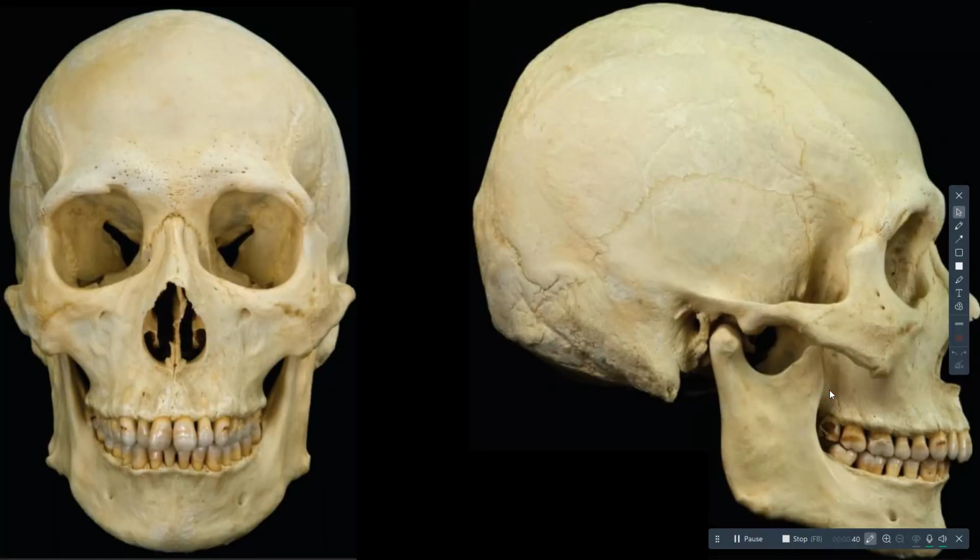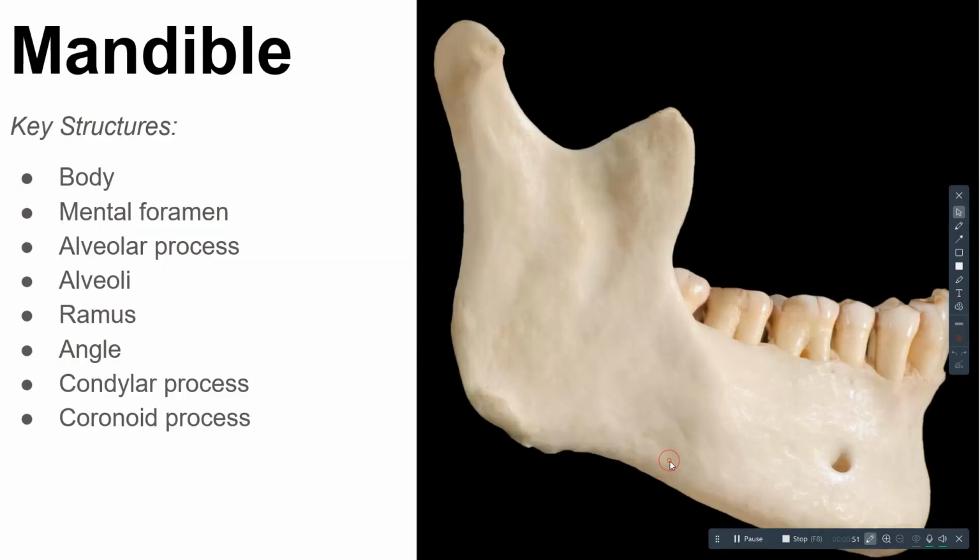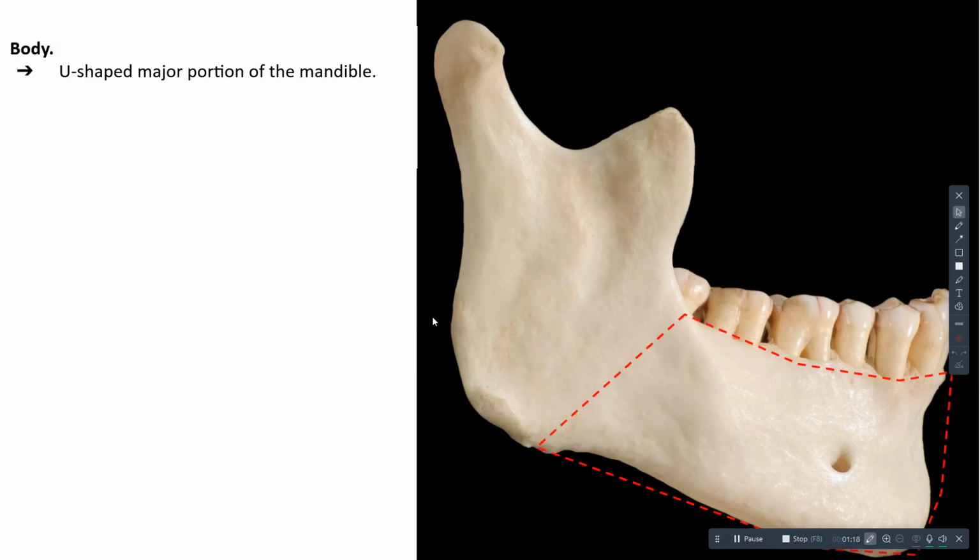So we're going to start with the big one, the jawbone, which is the mandible. We see it right here. We see all the other facial bones in this picture here, making up, of course, the face. And the mandible is going to have 8 key structures we got to know. So there's going to be a body. There's a mental foramen. We know a foramen is a hole. There's going to be an alveolar process. We know a process is a sticky out thing. We're also going to see alveoli, a ramus, an angle, and another pair of processes, the condylar and the coronoid. So let's get started with that mandible.